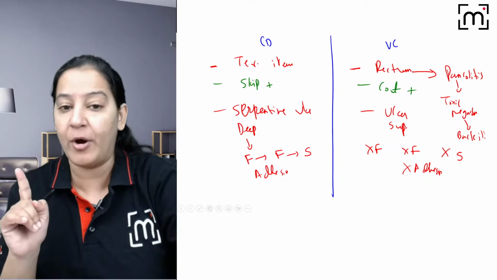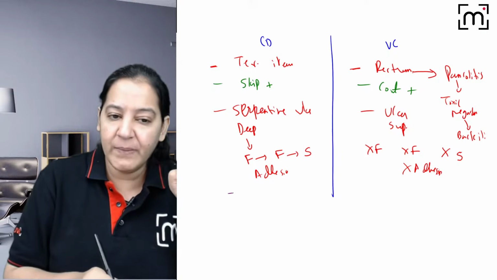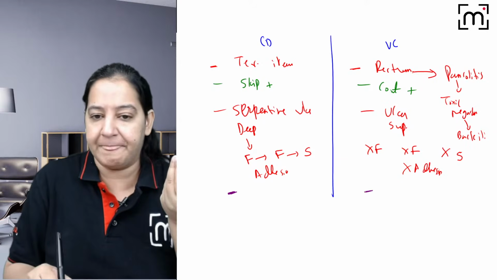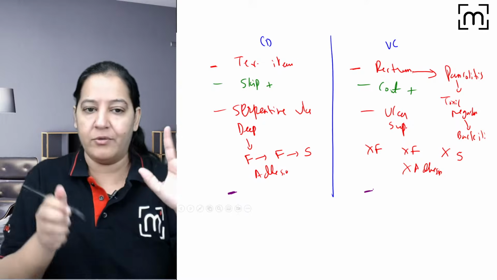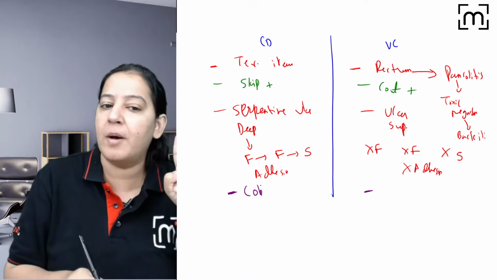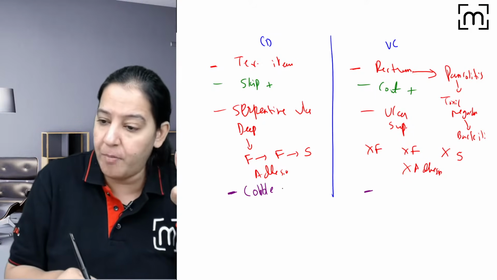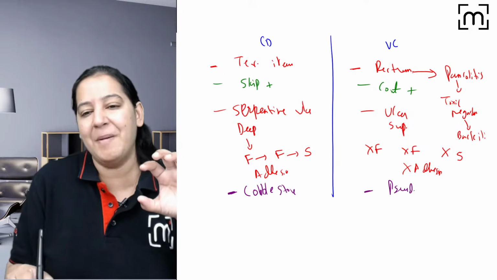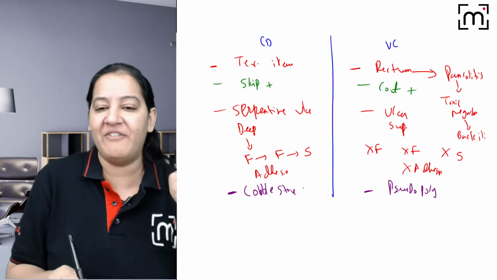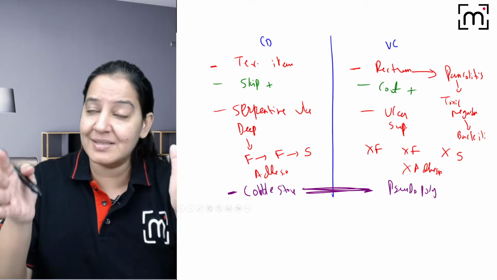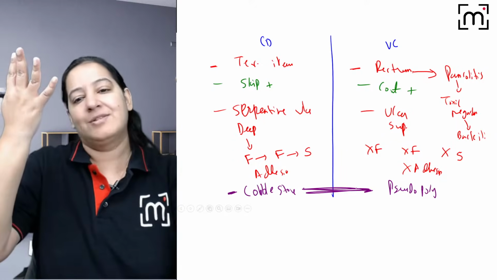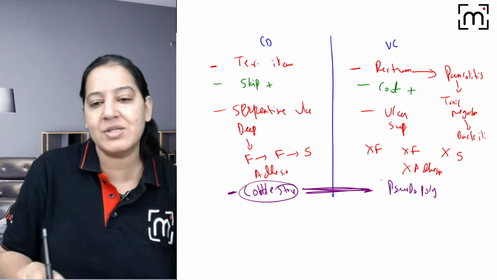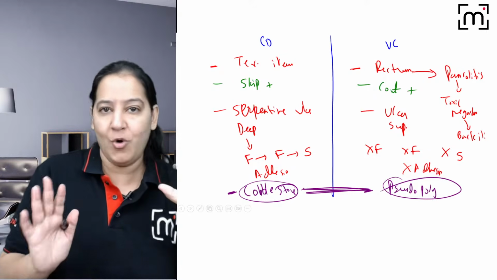Now, one more important point we are going to write here. Between two ulcers, the intervening mucosa swells up in both. Here it gives a cobblestone appearance, and here that appearance is known as pseudopolyp. What is cobblestone and pseudopolyp? One and the same thing. Between two ulcers, the uninvolved mucosa swells up. That appearance is known as cobblestone in CD, and here it is known as pseudopolyps. You got my point, right?